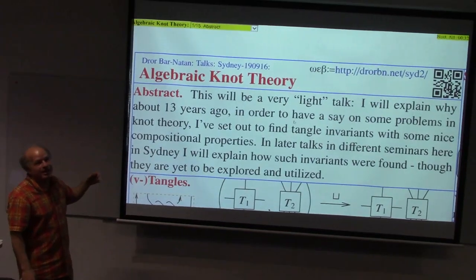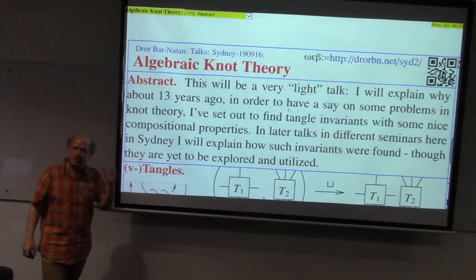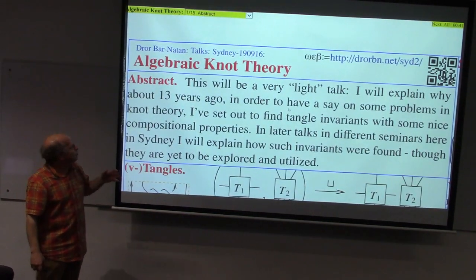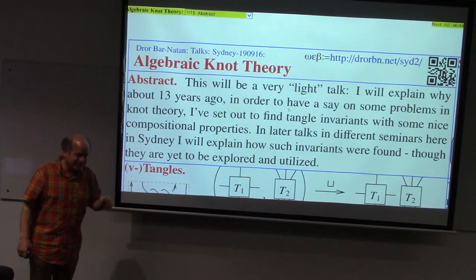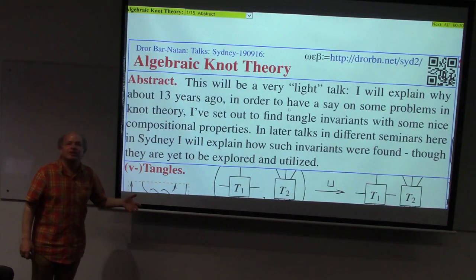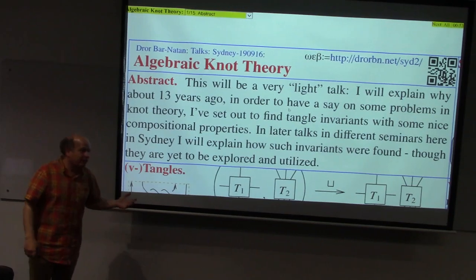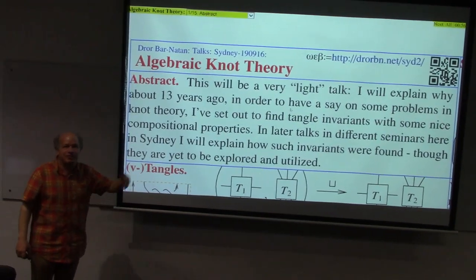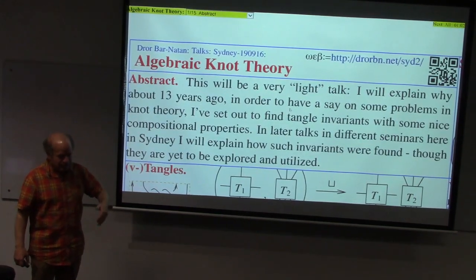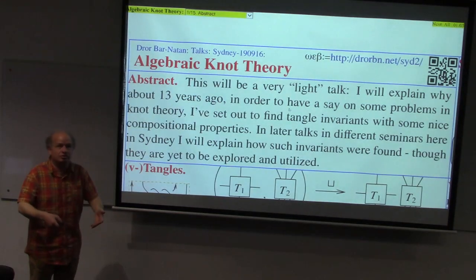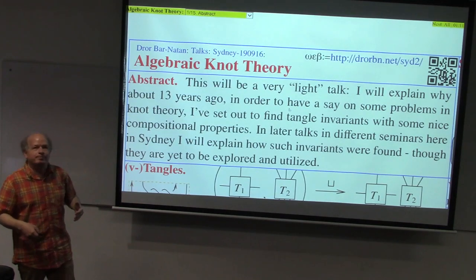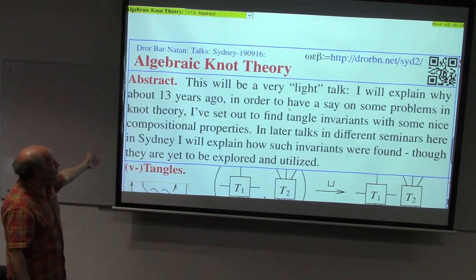So this is supposed to be very light. It's stuff that was on my mind 13 years ago and sort of evolved a little since then. But basically, 13 years ago, I decided I want to find some invariants of knots that have some properties, because those properties would be useful. And I set out to find them, and indeed I found them, and my further talks will be on that, on the actual invariants. So the next one will be about the technology that goes into it, not yet the invariant itself. And then if I have a third one, it will be the actual thing. Okay? So now it's just what I want, what I'm seeking.